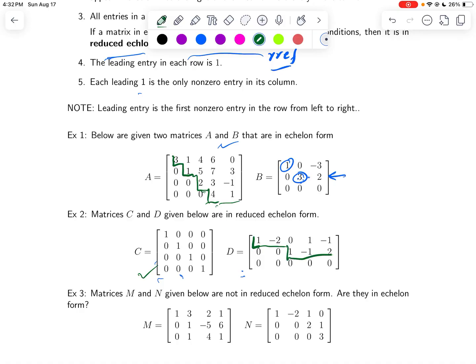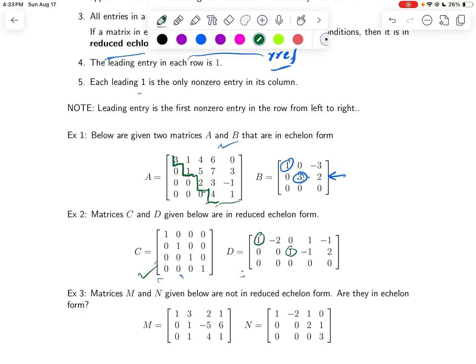This is how we went, okay? So this is the first non-zero entry. This is the first non-zero entry. Now in the second row, the first non-zero entry is in the third column, and the third column is to the right of the first column. So that condition is satisfied. Now in the third row, we don't have any non-zero entry, so we are okay.